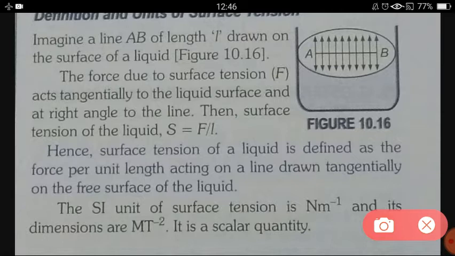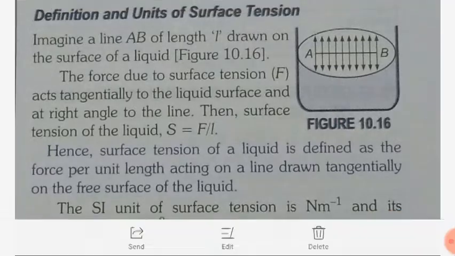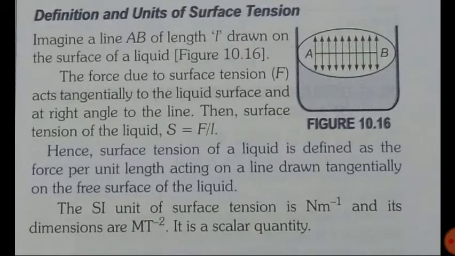In that surface, as I have explained in the previous video, the molecules present on that surface experience a very strong molecular attraction in the downward direction, and that's why they have a certain kind of tension there, which we call surface tension. Here you can draw one perpendicular line, according to the length of the surface. Imagine a line AB of length L drawn on the surface of a liquid.